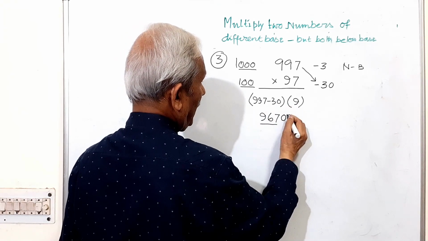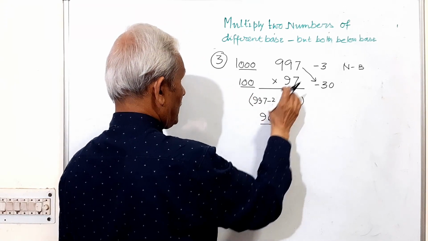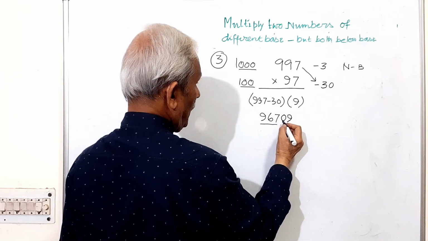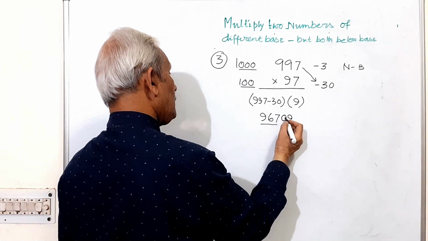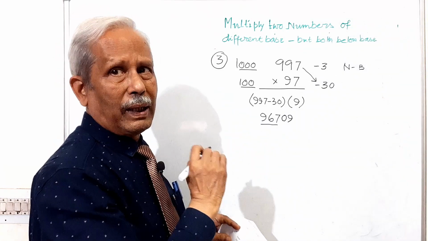You cannot write 9 here because the lower base has got 2 zeros. For the second part of the answer, we always look at the lower base. There are 2 zeros, so you need to have 2 digits here. So you write 1 0 here and 1 9 here. 96709. That is the answer.